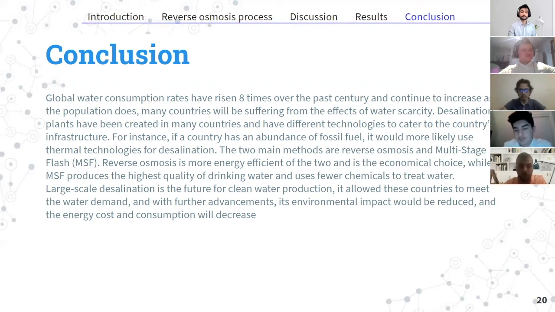The two main methods are reverse osmosis and multi-stage flash. Reverse osmosis is more efficient of the two and is the more economical choice, while MSF produces higher quality drinking water and uses fewer chemicals to treat water. Large-scale desalination is the future for clean water production. It also allows these countries to meet their water demand. And with further advancements, its environmental impact will be reduced and the energy cost and consumption will decrease.